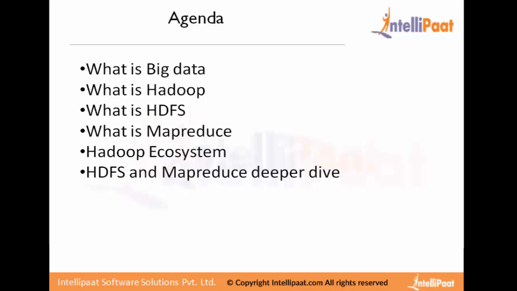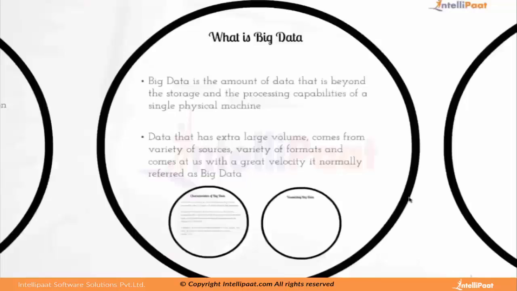So let's talk about what exactly is big data. Big data is the amount of data that is beyond the storage and processing capabilities of a single physical machine. So in the most layman terms, big data is the amount of data where one machine gives up. If you have all the resources with you, still there is a limitation on how much hardware you can stuff on a single physical machine. So what big data talks about is an amount of data that is really massive and one machine cannot handle it.